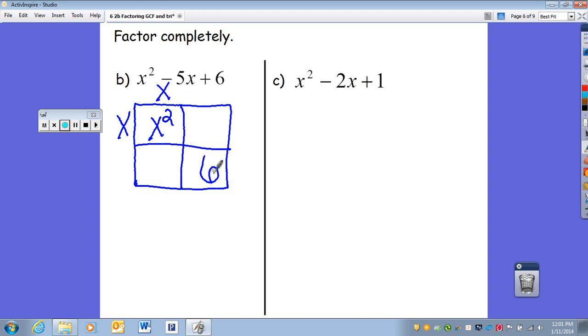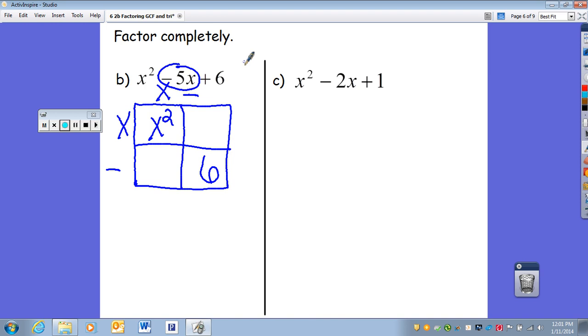Well, when we multiply together to give 6, these two solutions have to give us an answer of negative 5. So when I multiply the two together, in order to get a positive 6 but a negative 5, that means that both of my factors of 6 need to be negative, because a negative times a negative is a positive 6, but when I add two negatives together, it's still negative.